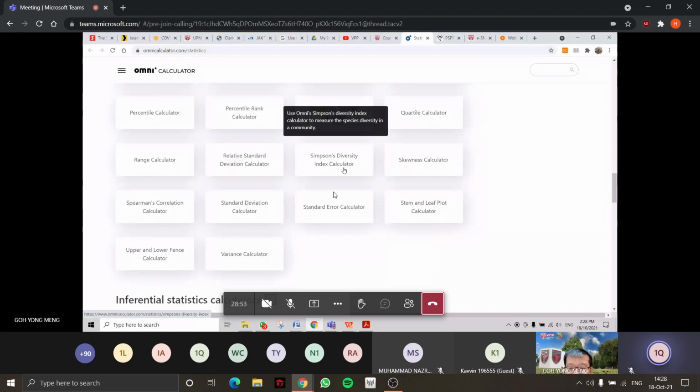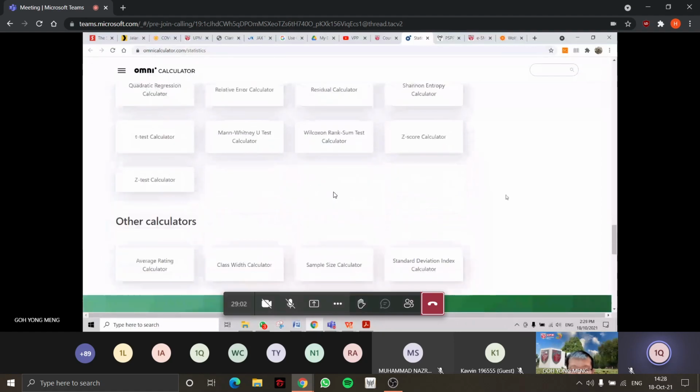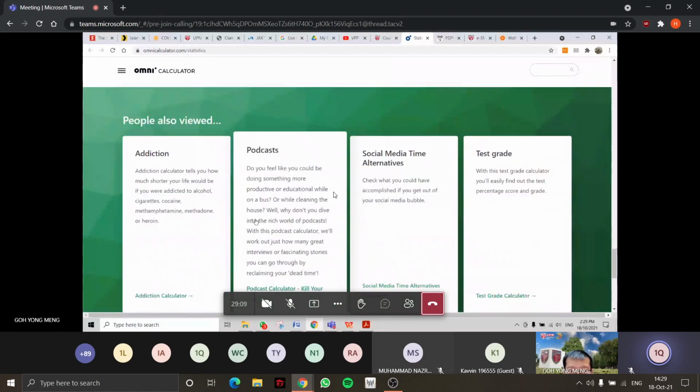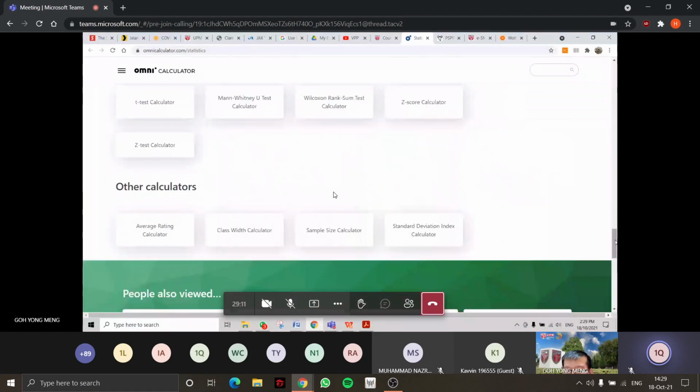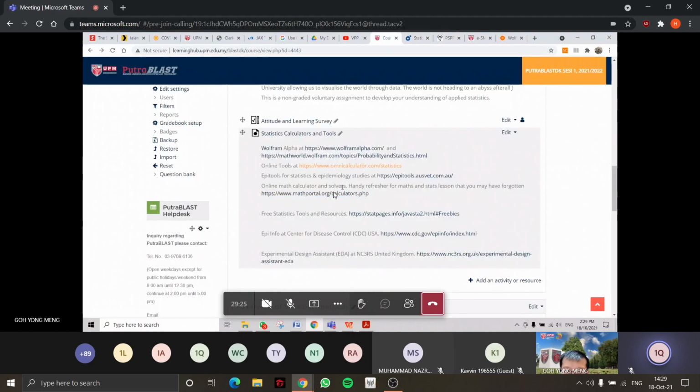This is the Omni calculator, inferential statistics calculator. You can have all this: covariance, correlation coefficient. All these are built in. Wilcoxon, we'll be covering Mann-Whitney, Wilcoxon, Z-score, sample size and everything else. So these are the kinds of things that you can do. Not necessarily that you have software like SPSS, but you can have all this as well. The links are all here, Omni Calculator.